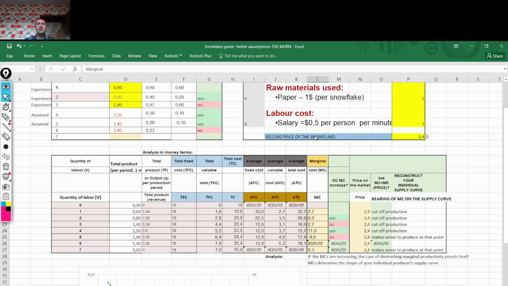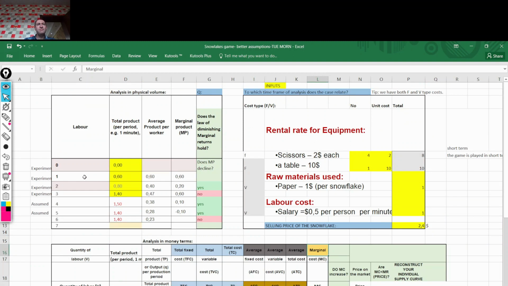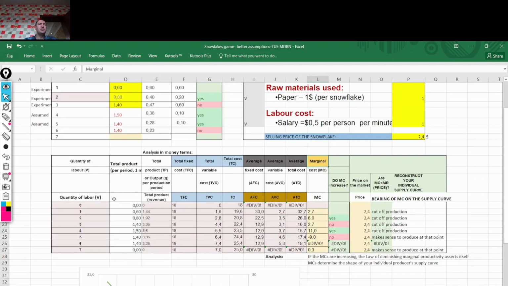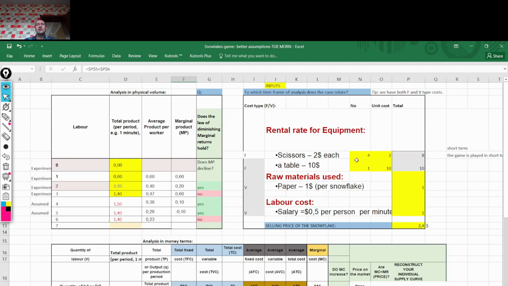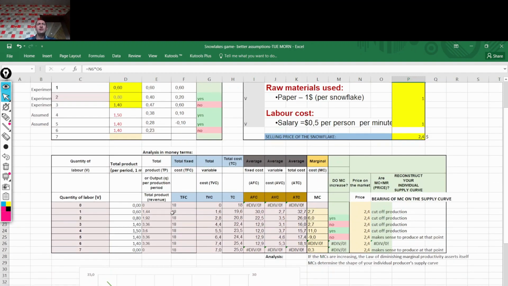Total fixed costs. They're called fixed because no matter how flexible you are with the employment of the variable production factors, the fixed costs are fixed, and so the rent on them is just the same amount no matter how many doses of labor I employ. The fixed cost is always the same, $18, because it's $8 for scissors and $10 for the table, right? So it's just $18 in total for the entire domain of the quantity of labor being brought to bear on the game. Just the same amount for the total costs.